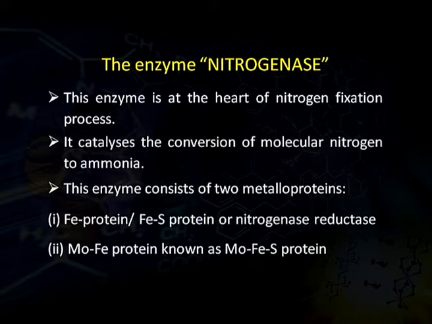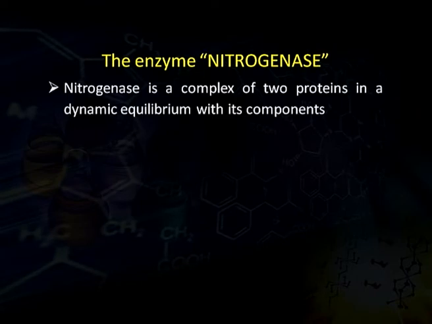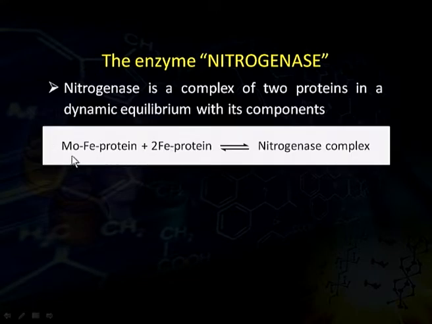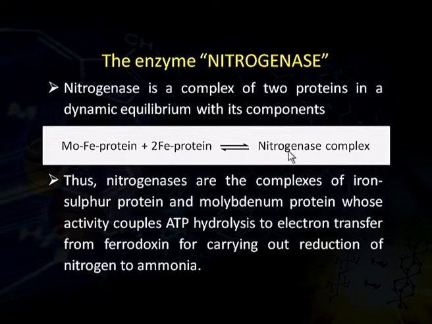molybdenum iron sulfur protein. Nitrogenase is a complex of two proteins which are in dynamic equilibrium with its components. So, we can say that the molybdenum iron protein part plus the second part, which is iron protein, these two combine together to form the nitrogenase complex. Thus, nitrogenases are complexes of iron sulfur protein and molybdenum protein whose activity couples ATP hydrolysis to electron transfer from ferredoxin for carrying out the reduction of free nitrogen to ammonia.